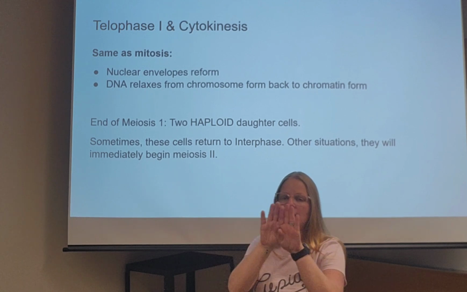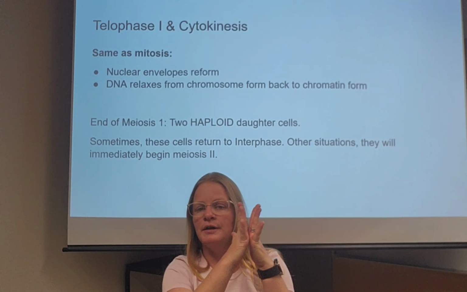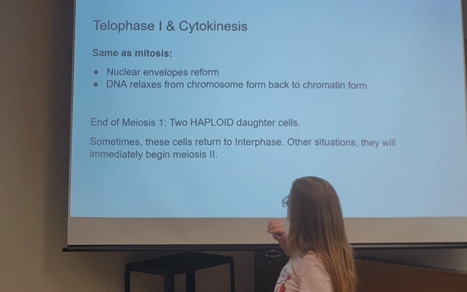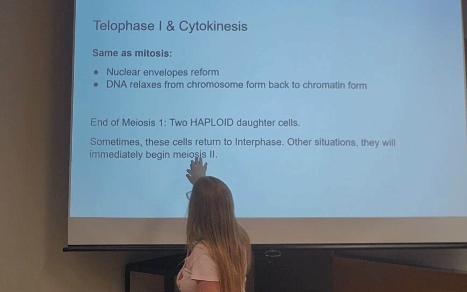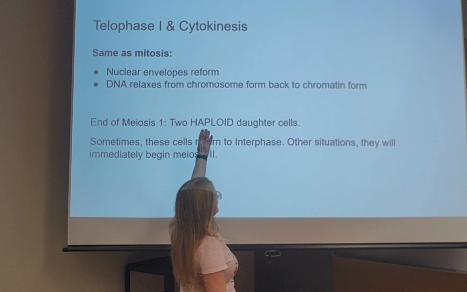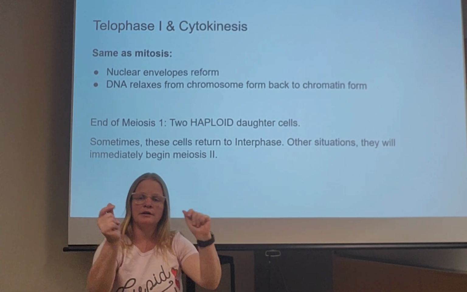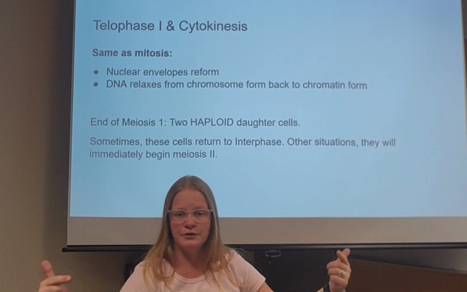Because our DNA is still paired up in the sister chromatids. We need to get those separate, okay? So sometimes what we see is that these haploid daughter cells are going to go back to interphase, but sometimes they're going to immediately go through the second meiosis process.